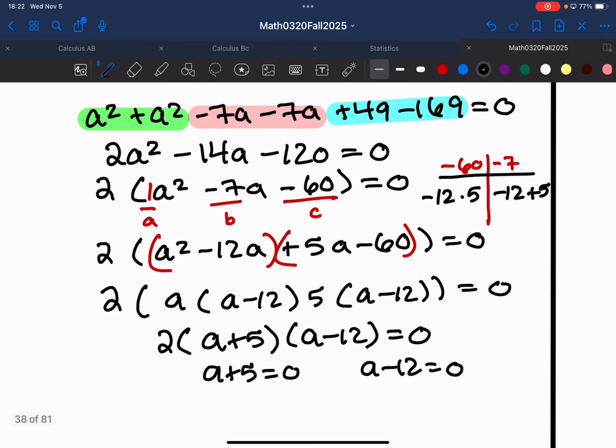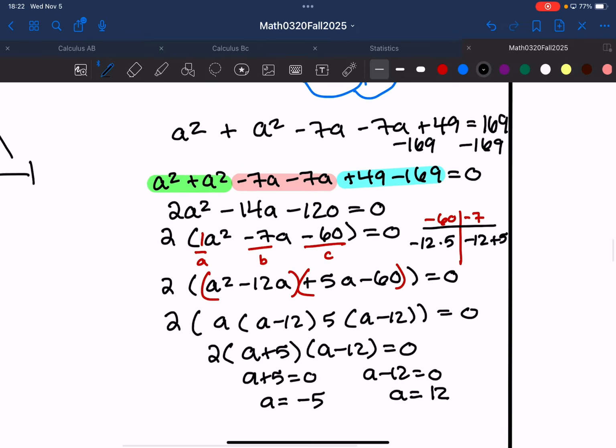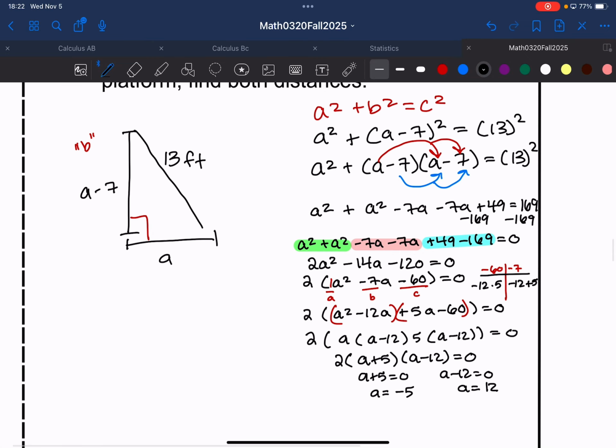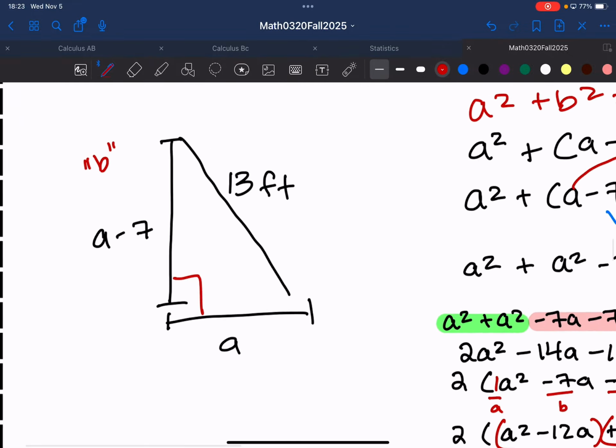Okay, which means I have a is equal to negative 5, and the other one is a is equal to positive 12, and a here is representing a distance. So can I have a negative 5 distance? No, so I'm going to cross that one out, which means I can only have a equal to 12 feet. Okay, so I'm going to go back over here.